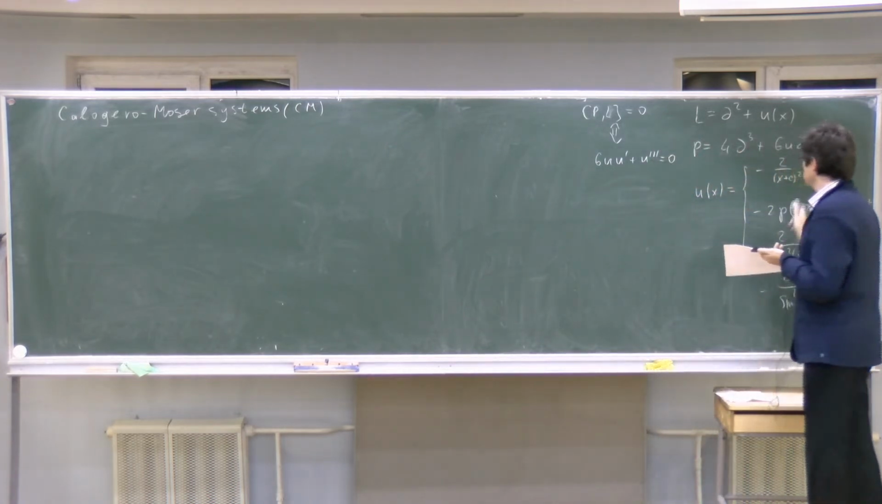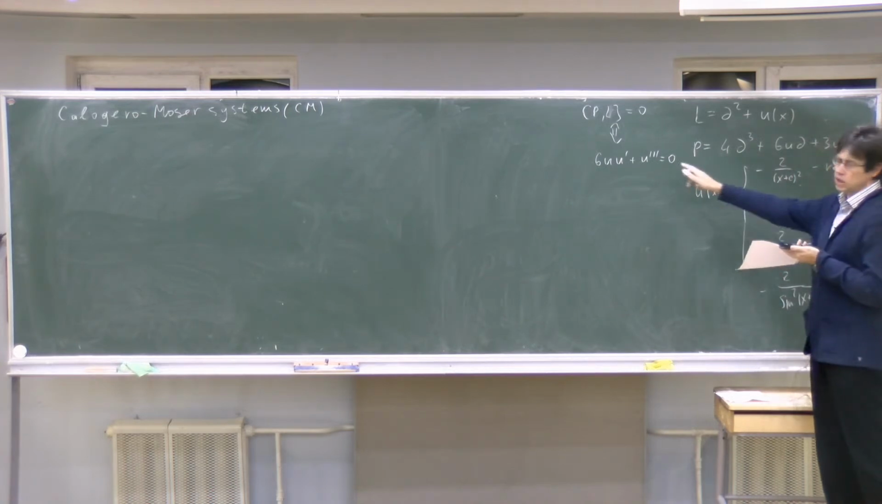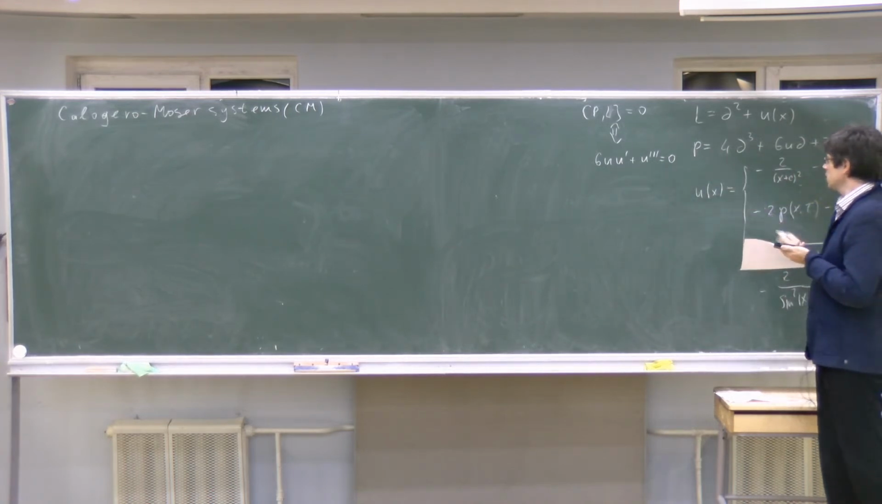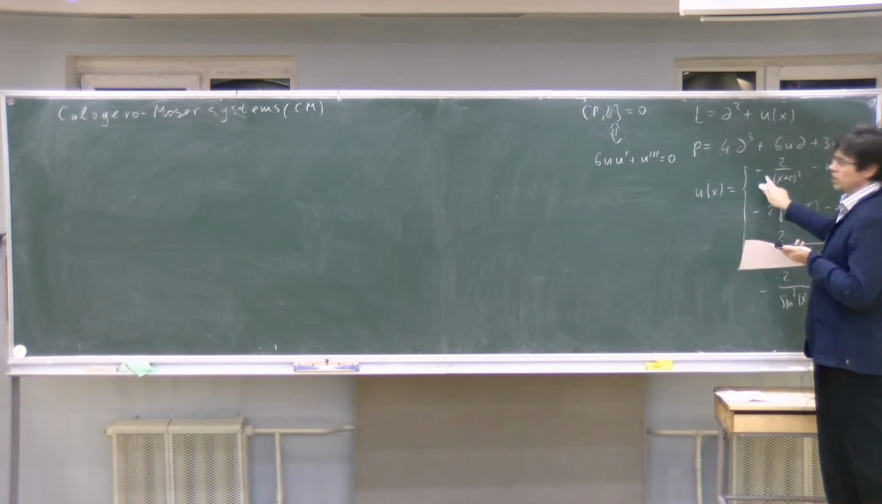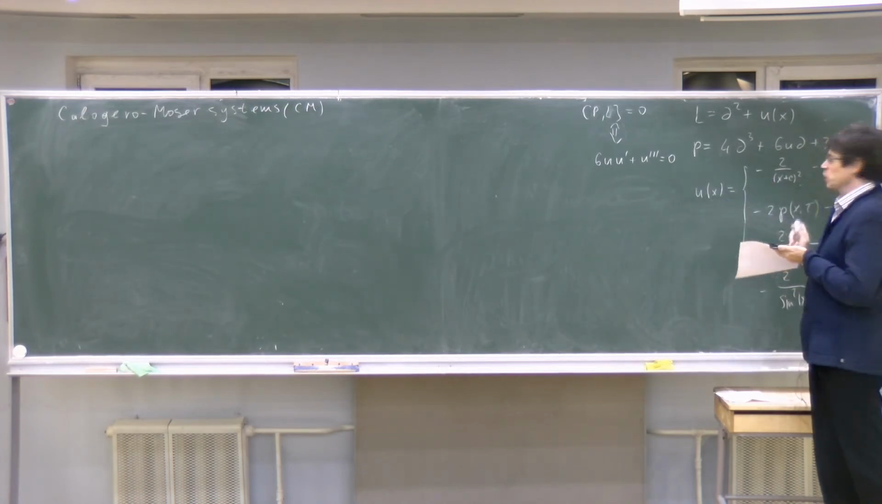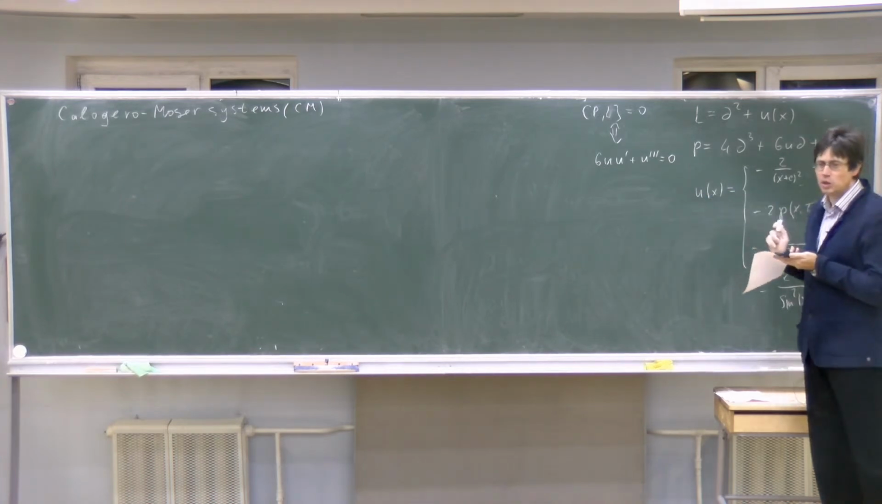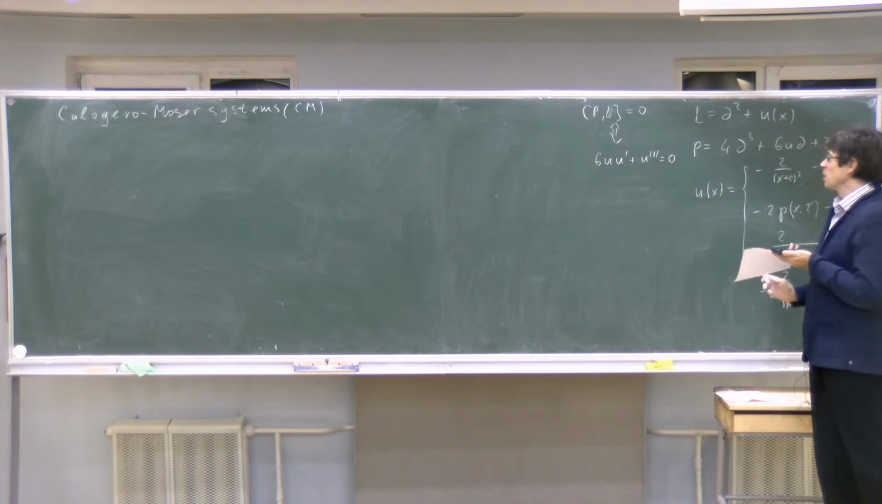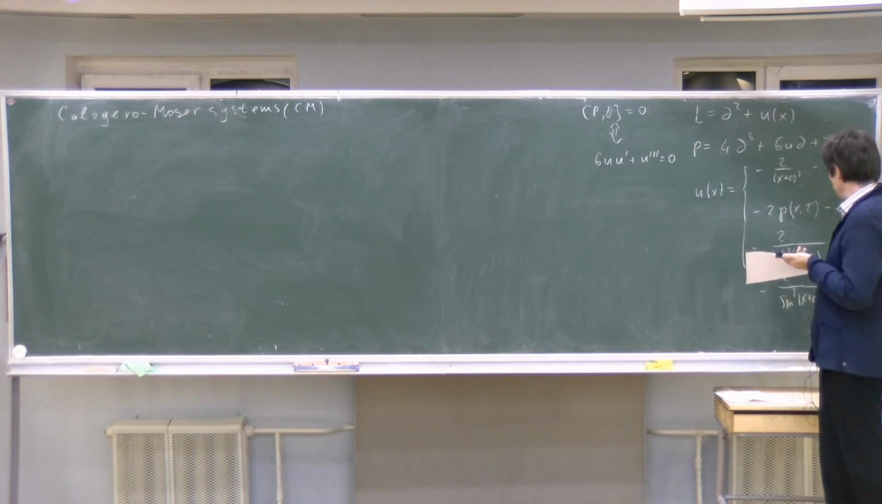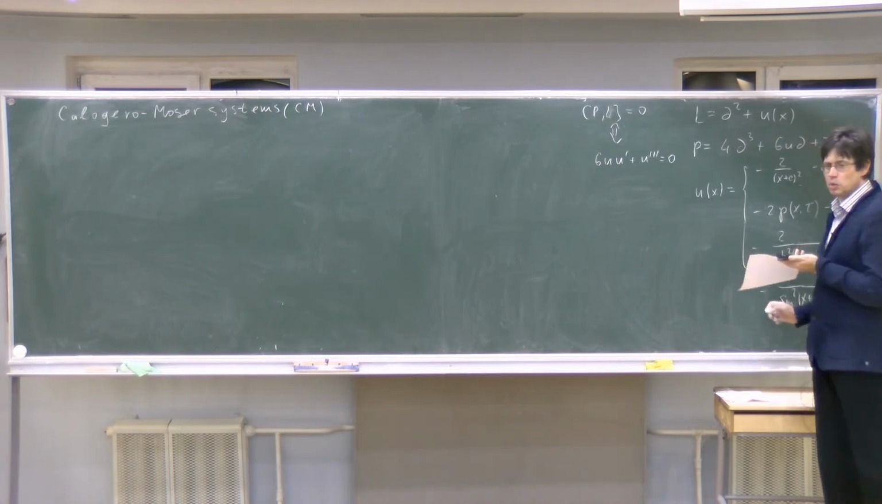And if we just put these functions into this equation, one can check easily, or with the help of Mathematica, for example, that this function satisfies this equation, this function satisfies this equation, but both these functions do not satisfy this equation. Well, the reason is that we should add here some constant, and then this will be correct.